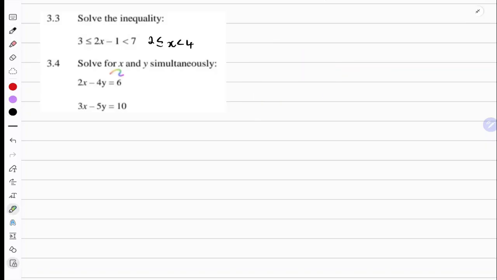So 3.4 says we need to solve for x and y simultaneously. So we need to set up a system of equations. So we have 2x minus 4y is equal to 6. We can call it equation 1. And 3x minus 5y is equal to 10. We can call that equation 2.